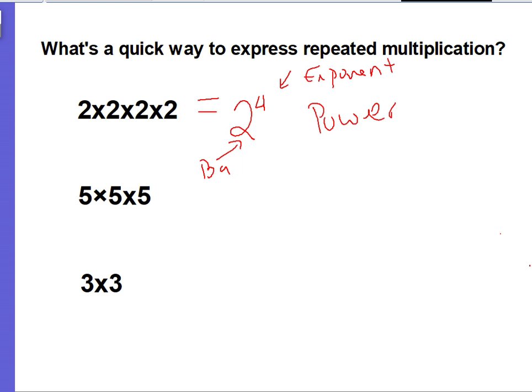So if I did it again, I have 5 times 5 times 5. Well, that's really just 5 to the 3rd power. If I see 3 multiplied twice, I can write 3 with a little 2, and that means 3 to the 2nd power. So now it saves us space when we learn how to write powers, which involve exponents.